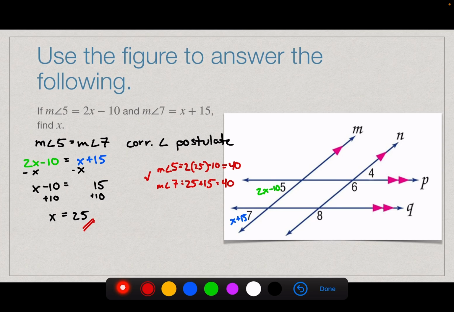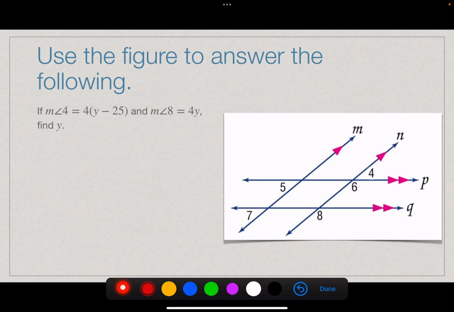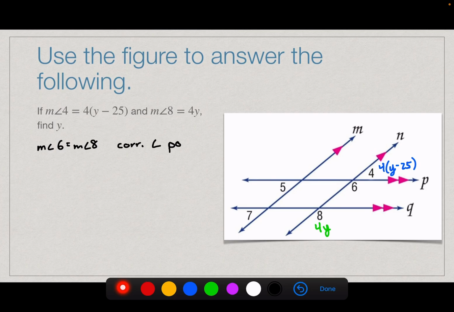Let's try using one of the other theorems. Let's label it. Angle 4 we know is 4y minus 25. Angle 8 is 4y. Now the measurement of angle 6 we can say is equal to the measurement of angle 8 because of the corresponding angle postulate. So therefore we can say that this is also equal to 4y.